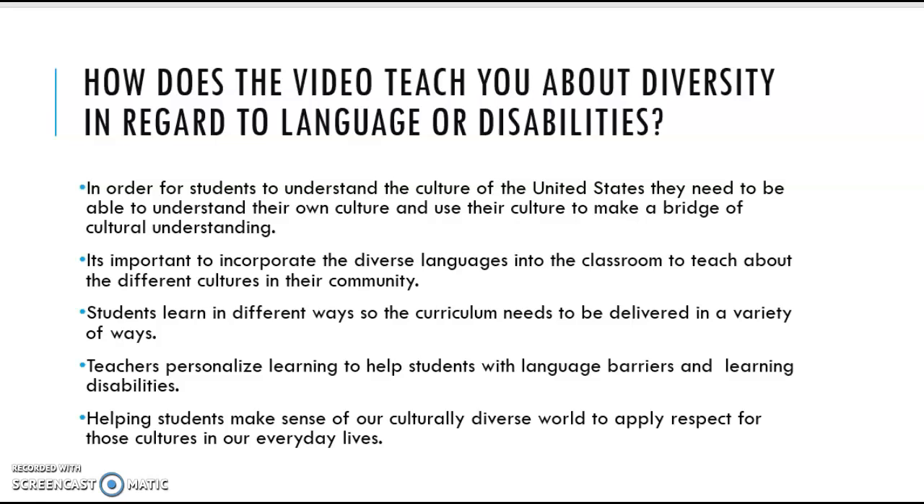And I can personalize this learning to help my students with a language barrier and with their different learning disabilities, because I'm not going to have all average students. I'm going to have students who are extremely smart and are gifted and talented, and I'm going to have students who struggle with things that other students wouldn't struggle with. But what this does is it helps my students make sense of our culturally diverse world in order to apply respect and other things to those cultures in our everyday lives. And it is a mutual respect that I'm teaching my students in order to help them in their everyday lives.